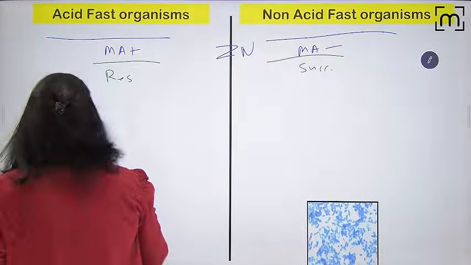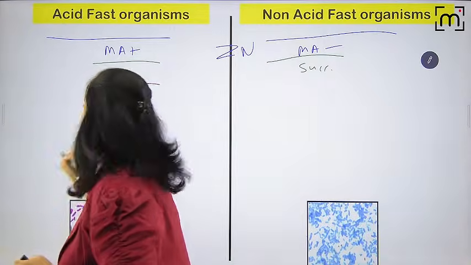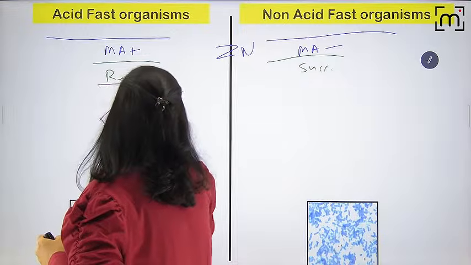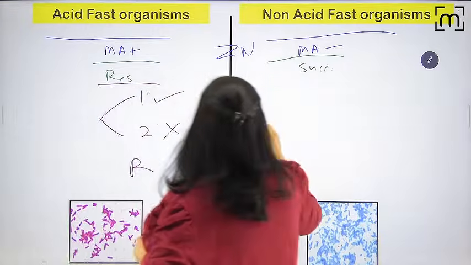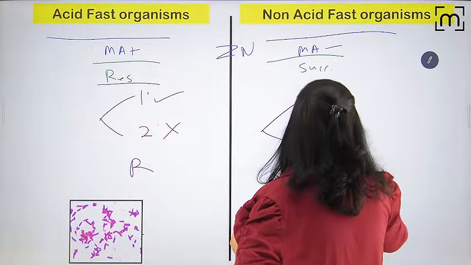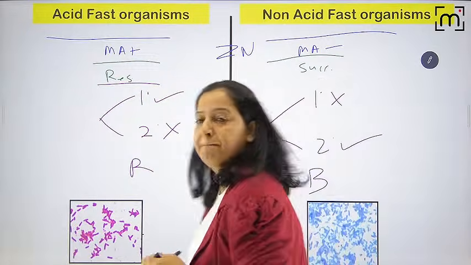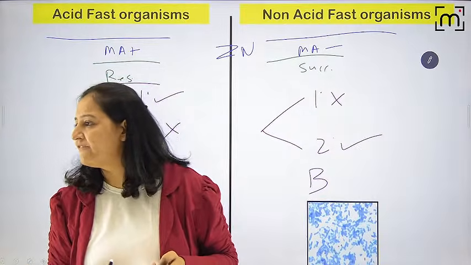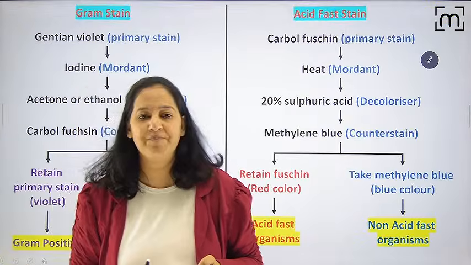Since they are resistant to H2SO4, they retain the primary, do not accept the secondary, and in the end they are red in color. And since they are susceptible, they lose the primary, they accept the secondary and they are blue in color. That is the summary. I hope everyone got it.